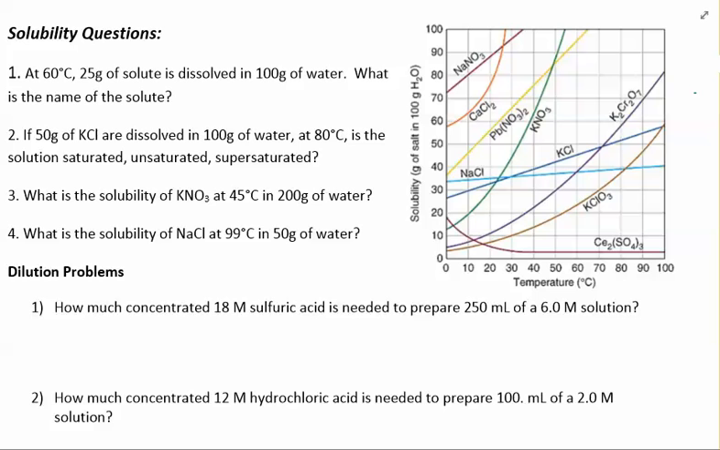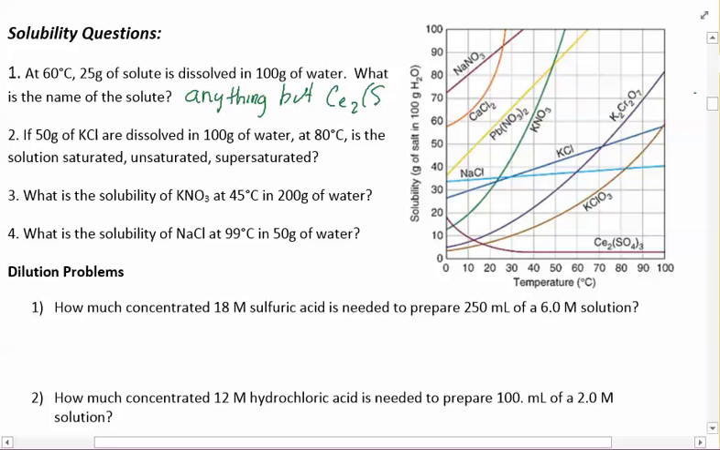All you know is that 25 grams is dissolved at 60 degrees Celsius. So you might be tempted to say KClO3, but if you look really closely, it's actually below the line, but it's really any substance above this. So definitely not this bottom one. So really anything but the Ce2SO4. This is a unique substance where the solubility decreases. Generally only gases decrease, but in this case this substance decreases as well.